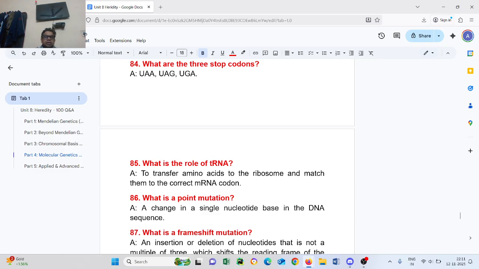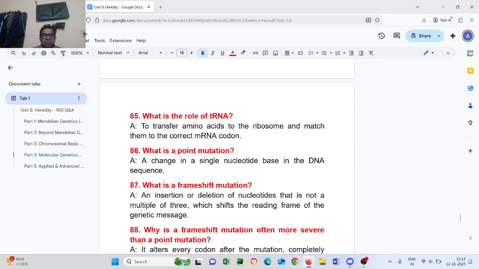Question number 85. What is the role of transfer RNA? It transfers amino acids to the ribosome and matches them to the correct mRNA codon. Question number 86. What is a point mutation? A change in a single nucleotide base in the DNA sequence.